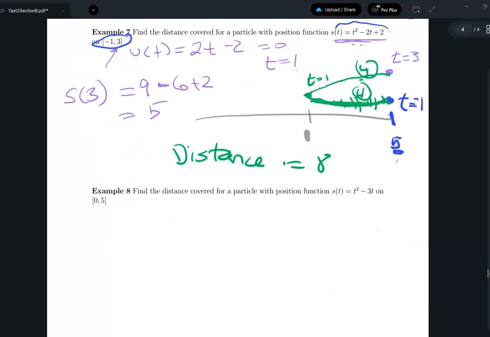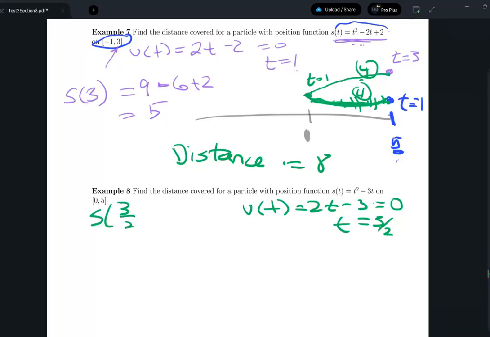So let's finish this one. So again, we find out where the velocity is 0. So 2t minus 3. Set that equal to 0. So I get 3 halves. I get to plug 3 halves into my original function. Fractions are your friends, remember. Minus 3 times 3 halves. So I get 9/4 minus 9 halves. So that gives me a negative 9/4.